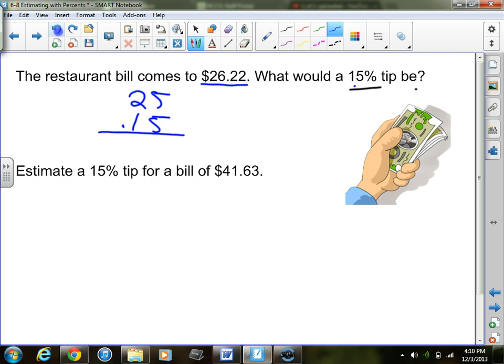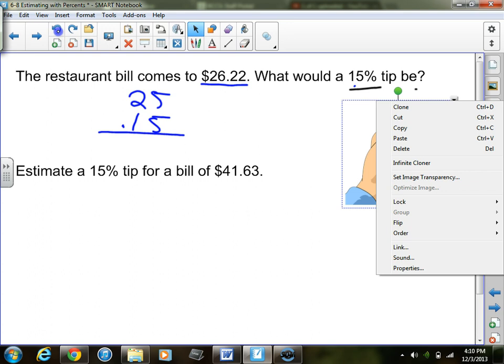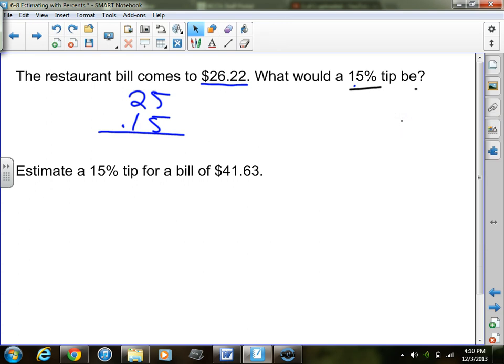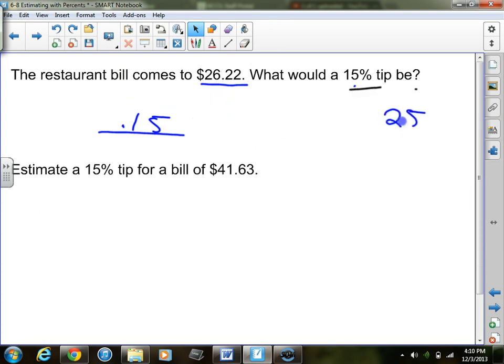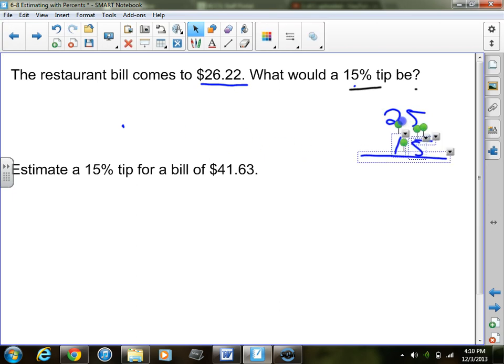Actually, I do need more room, so I'm going to get rid of this too. Oh, wrong thing. Yeah, need that too, don't I? All right, here we go.